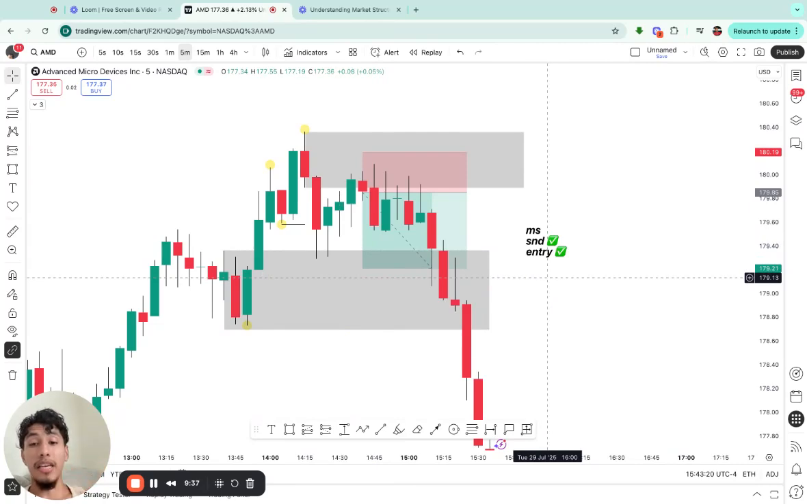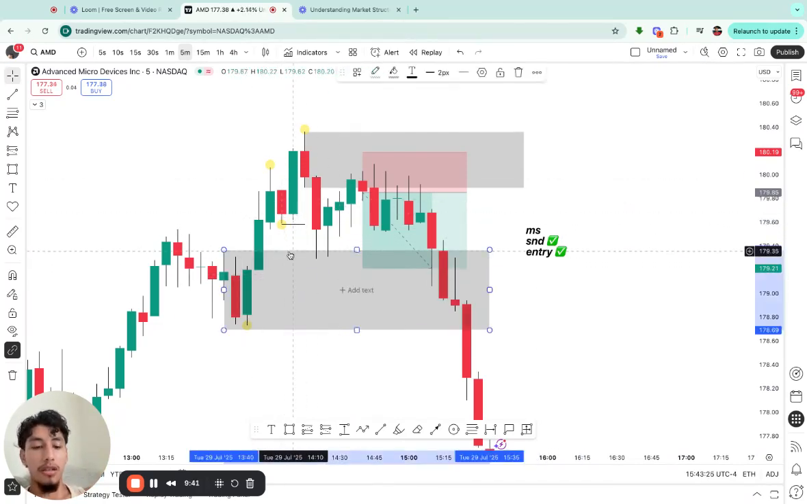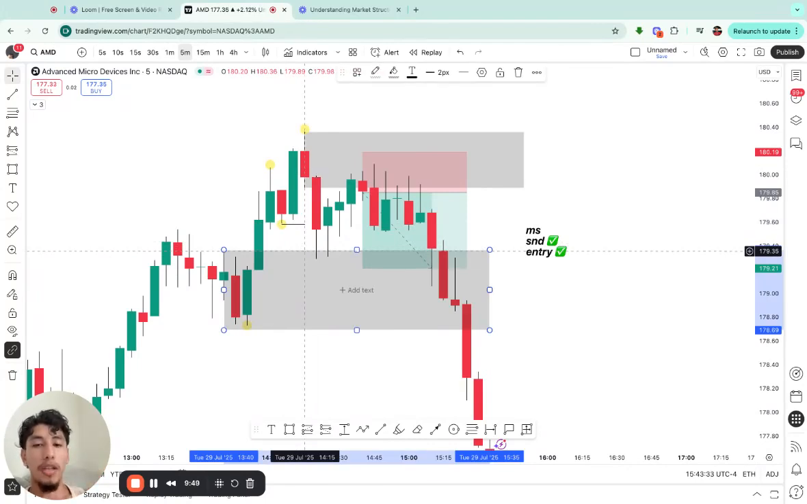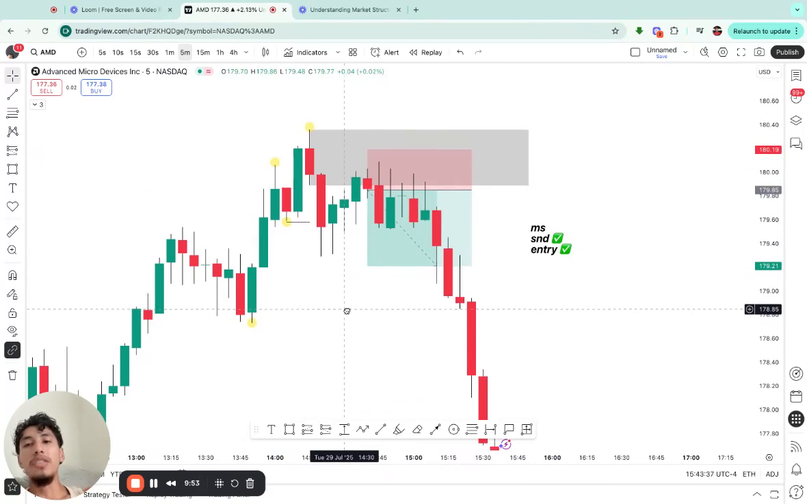Another thing that I would say is, whenever something like this happens, whenever this is invalidated, delete the zone. Because I'm not going to lie, I kept this zone up and it did kind of mess with my head, because now I'm thinking, okay, now we still have an opportunity to reject off of here. But if I would have deleted this, this would have looked so much more clear. So it is what it is. But it's a very good lesson that I learned today.